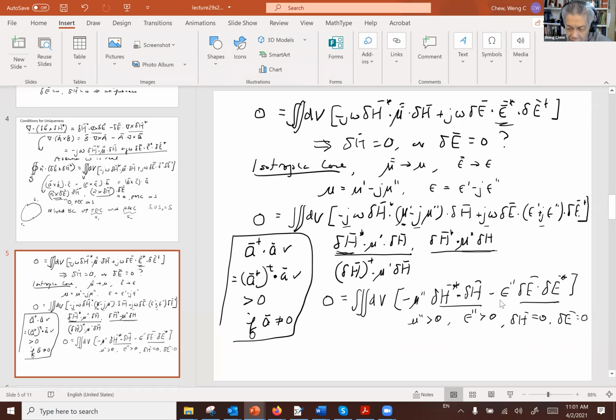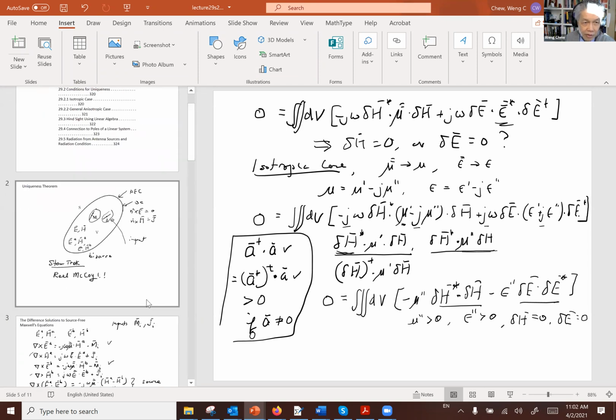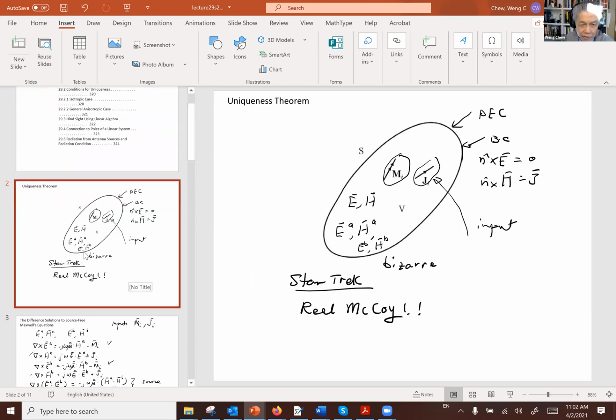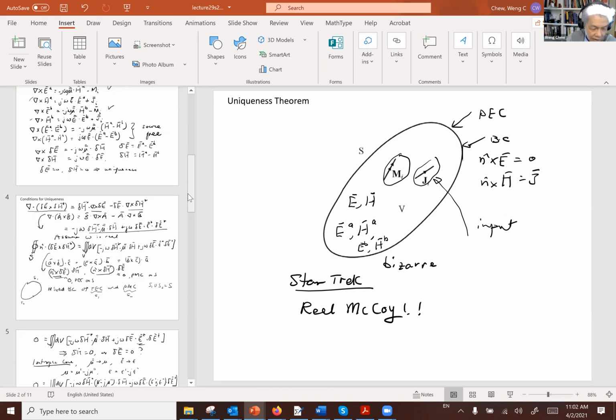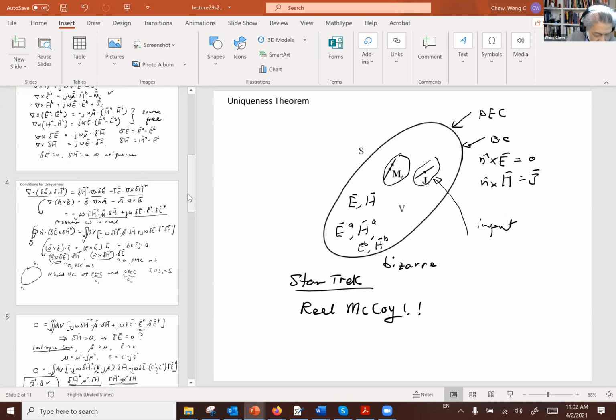Can everybody catch this? Okay. So if you can catch this, that's wonderful. That means that you have figured out the condition under which the solution to Maxwell's equations is unique in this situation here. You have to have an infinitesimal amount of loss. It can be infinitesimal, and yet you will have a guarantee of uniqueness.